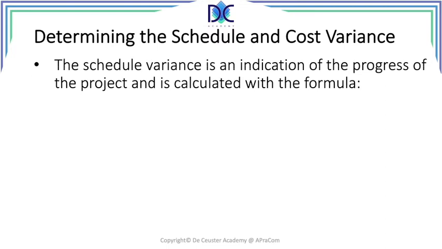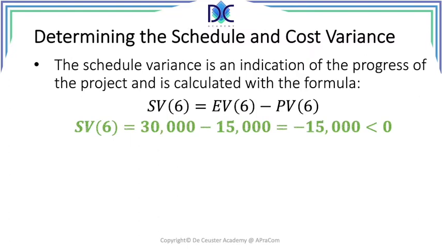The schedule variance is an indication of the progress of the project, and we can calculate it using the formula. Schedule variance in period 6 or day 6 is equal to the difference between the earned value and the planned value on that day. So we find here that the schedule variance on day 6 is 15,000 minus 30,000, which is in fact minus 15,000, a negative number, which is an indication that we are behind schedule. And that's what we've seen in the previous calculations and slides.